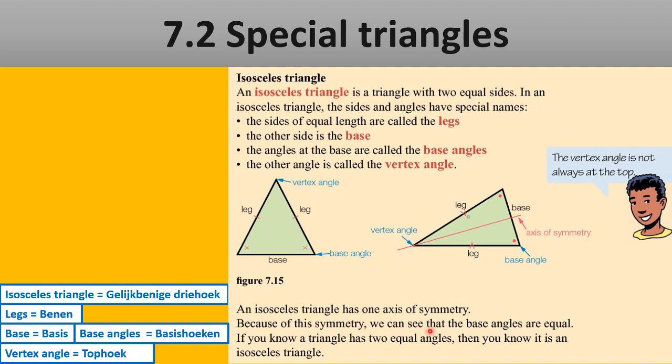Because of the symmetry, we can see that the base angles are equal. So those angles are also always the same. You see that happening here as well. They mark it with crosses or with circles right here. If you know a triangle has two equal angles, then you know it's an isosceles triangle. So if I have a triangle with two equal angles, I know this is an isosceles triangle. Als ik een driehoek heb met twee gelijke hoeken, dan weet ik dit is een gelijkbenige driehoek. Okay, that's the first special triangle.